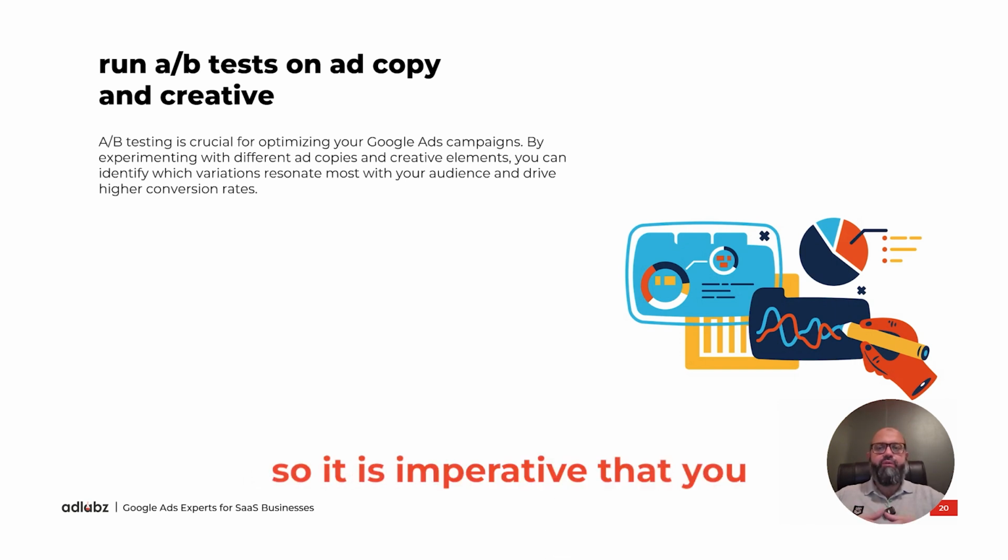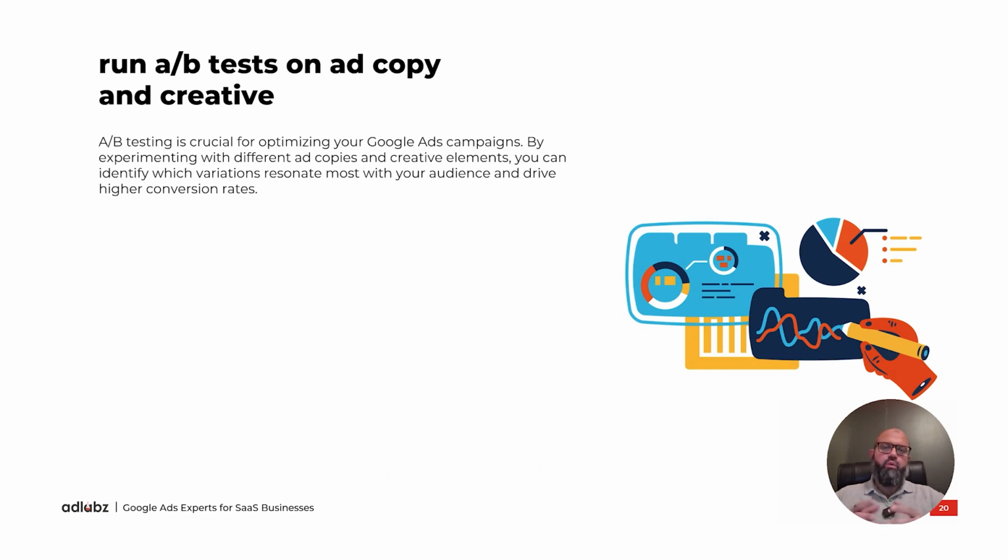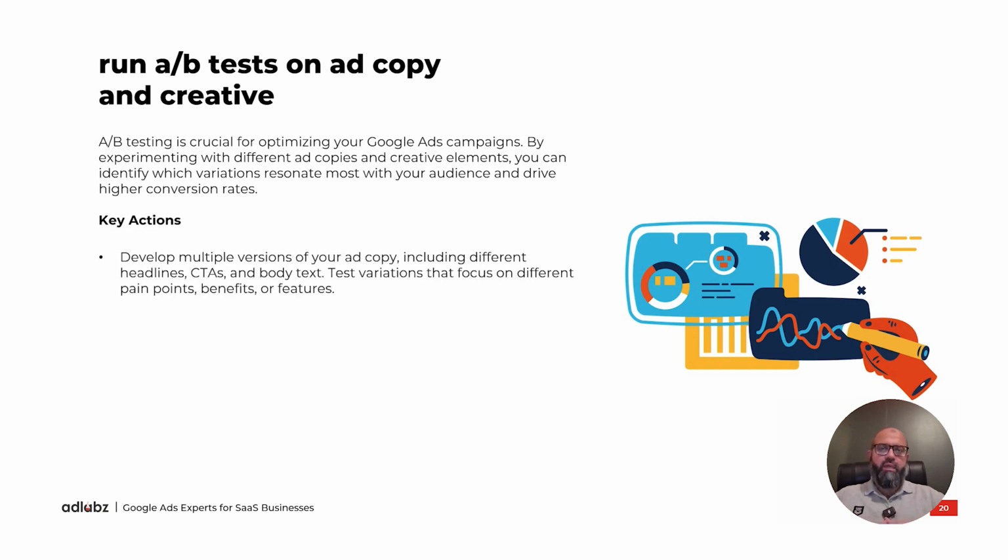So it is imperative that you keep on testing different versions of ad copy and creatives. When you experiment with different ad copies and creative elements, you can identify which variations of your ad copy and creative resonate the most with your target audience, and then they can drive higher conversion rates. So, some key actions you can take to run these A/B tests: you can develop multiple versions of your ad copy, including different headlines, different CTAs and body text.